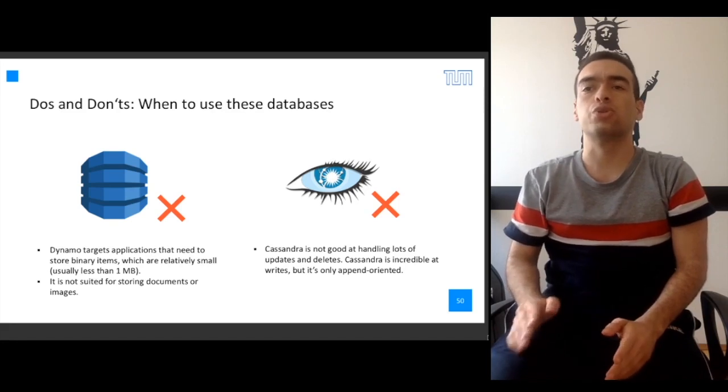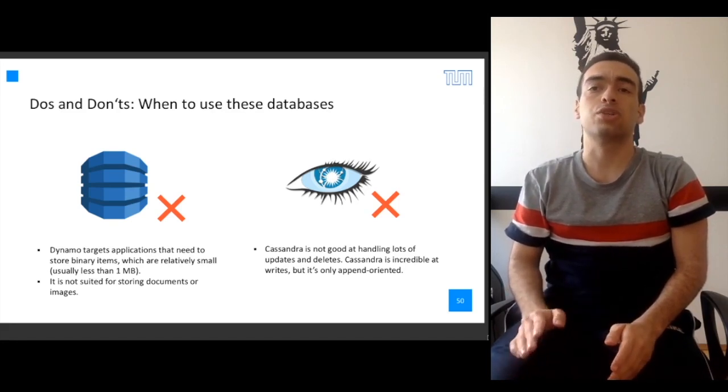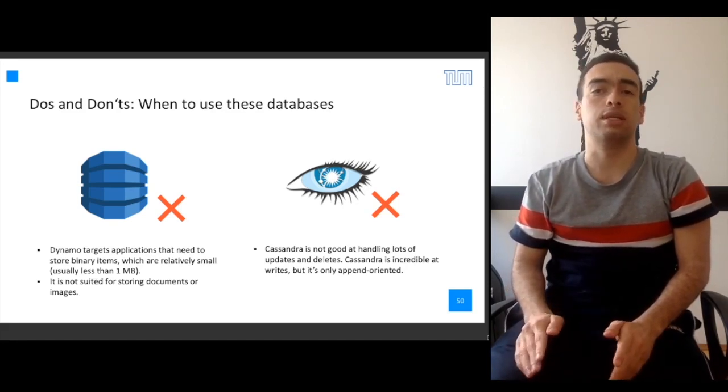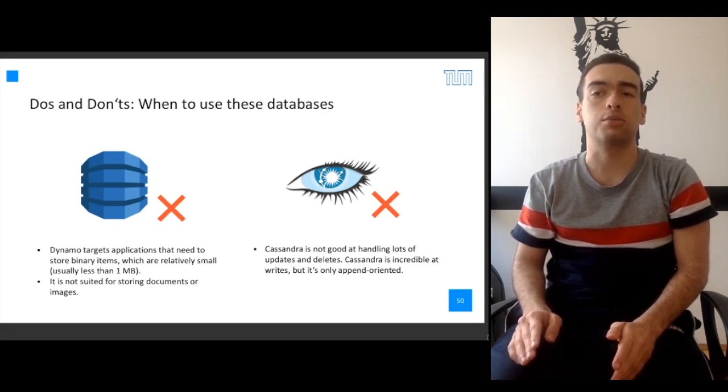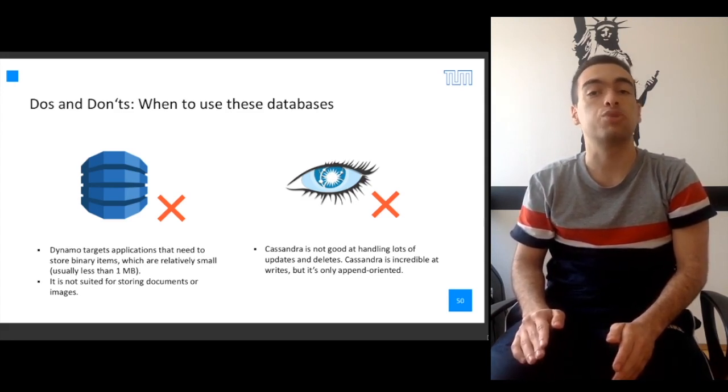So when shouldn't you use either of them? Cassandra is not good at handling lots of updates and deletes. Cassandra is incredible at writes, but it's only append-oriented. Dynamo targets applications that need to store binary items that are relatively small, but is not generally suited to store documents or images. A better architectural pattern for this implementation is to store pointers to Amazon S3 objects in the DynamoDB table.